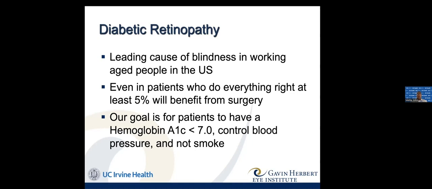eyes. So our goal for patients is to have a hemoglobin A1C of less than 7.0, control the blood pressure, and not to smoke, because all of these things together affect blood vessels. So it's not just your diabetes. Diabetics tend to also have high blood pressure. So controlling the blood pressure and other factors that affect the blood vessels in the body will also affect them in your eye.